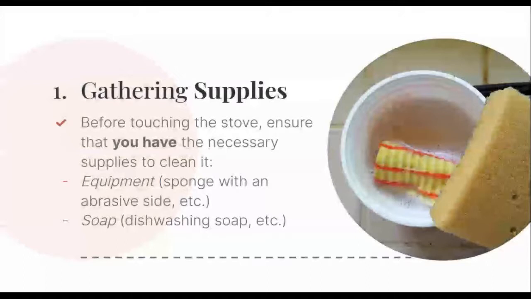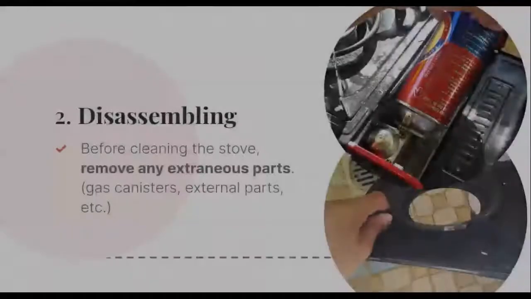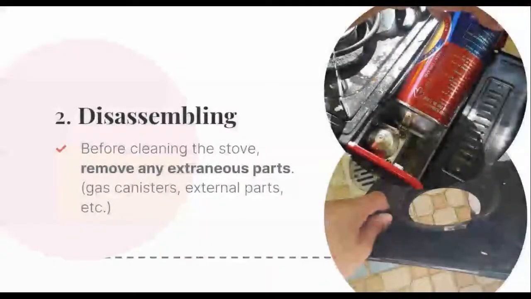One is equipment. A sponge with an abrasive side is very recommended. If not, there are other alternatives that you can use. And the second, most importantly, is soap, which could be dishwashing soap or anything that you have available for scrubbing. So as you're beginning the process, you would proceed to step 2, disassembling. So before cleaning the stove, remove any extraneous parts from it, which could be gas canisters, any external parts that it might have connected, because again, you want to ensure that the entire stove is cleaned thoroughly.